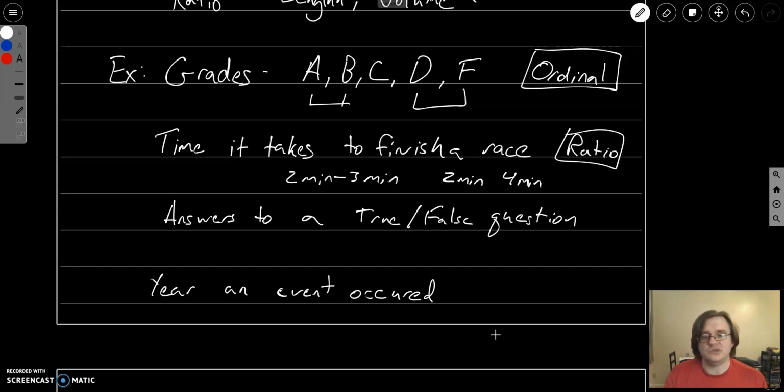The next one, answers to a true-false question. Well, first thing, can we order these in any meaningful way? Can we order true and false? Well, the order that we put these in doesn't make a difference. Putting true before false or false before true, these are just names of categories. So this is going to be nominal.